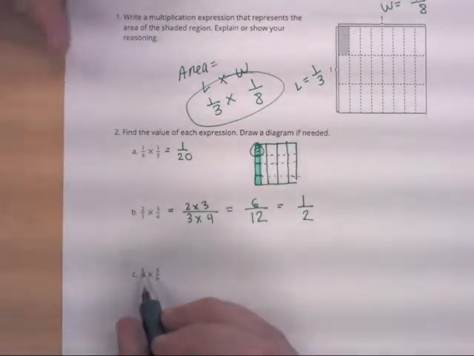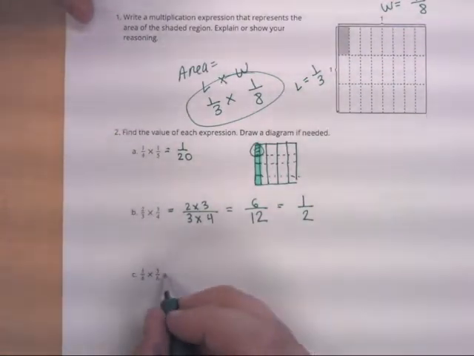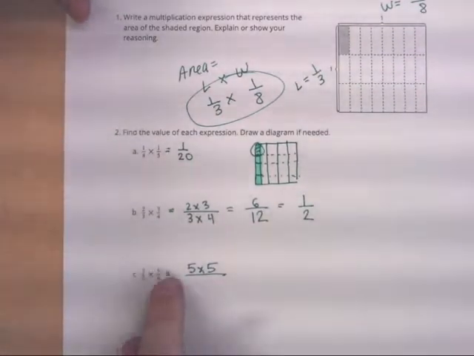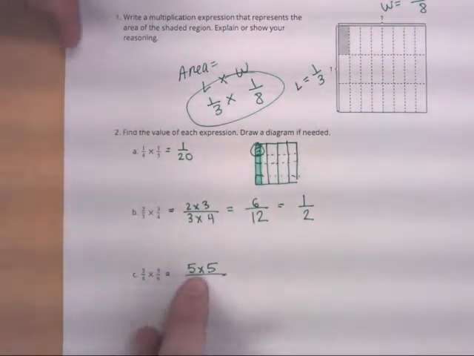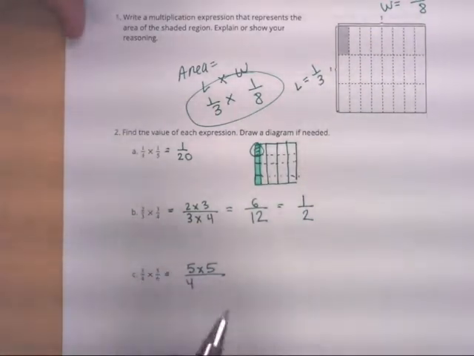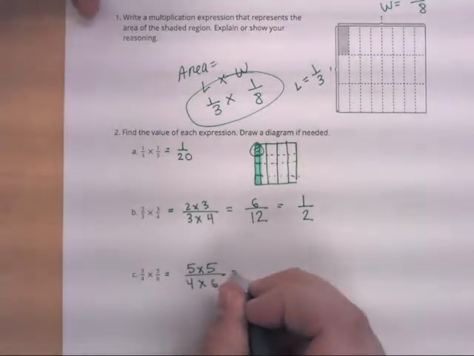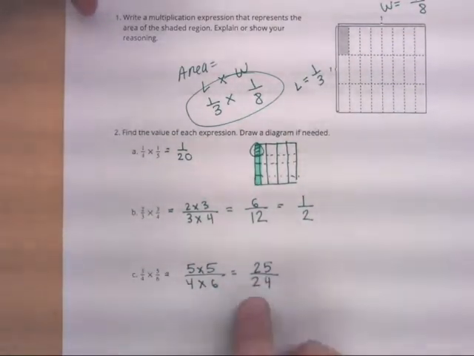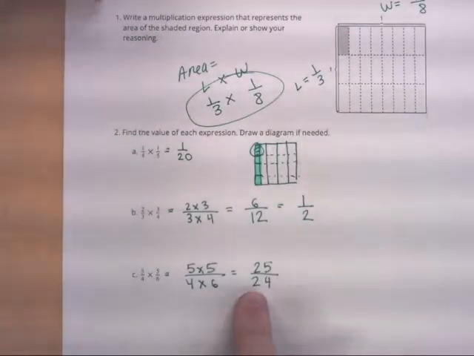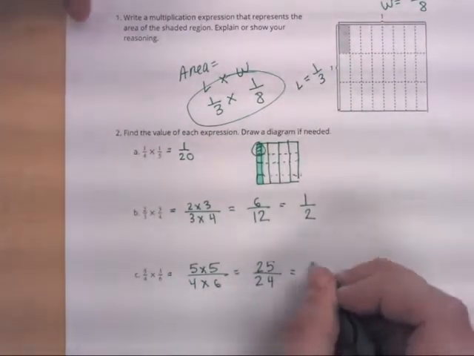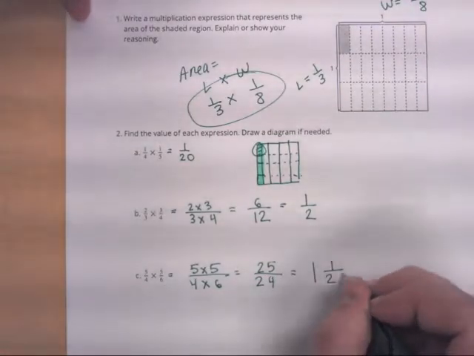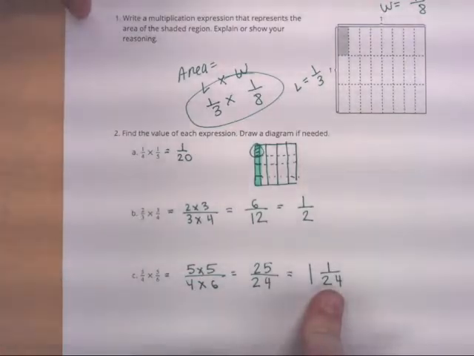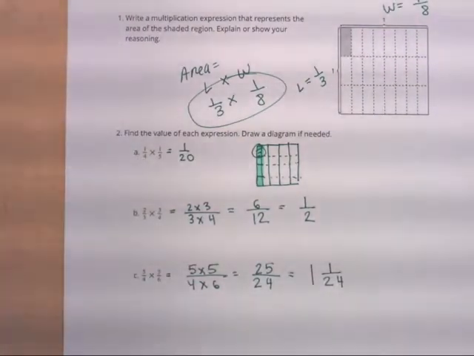C, we have 5/4 multiplied by 5/6. Again, all we need to do is multiply the two factors' numerators and the two factors' denominators, which gives us 25/24. Students could keep this product improper or simplify it as a mixed number. Both answers would be considered correct.